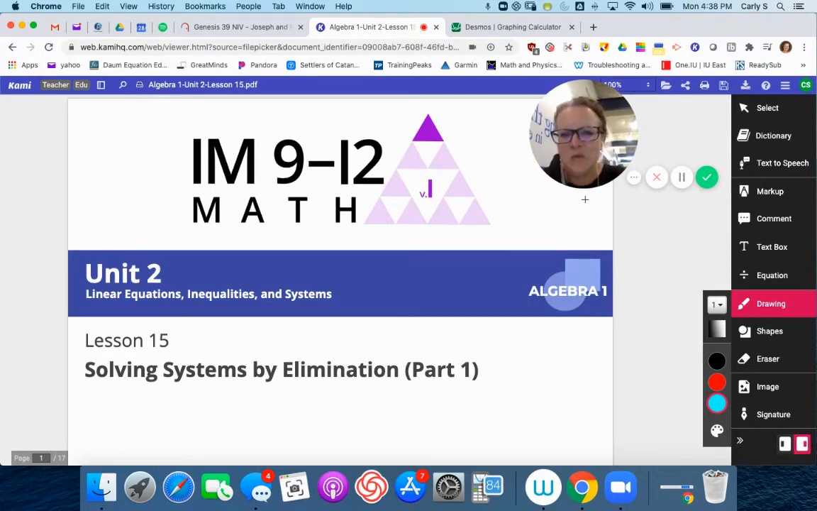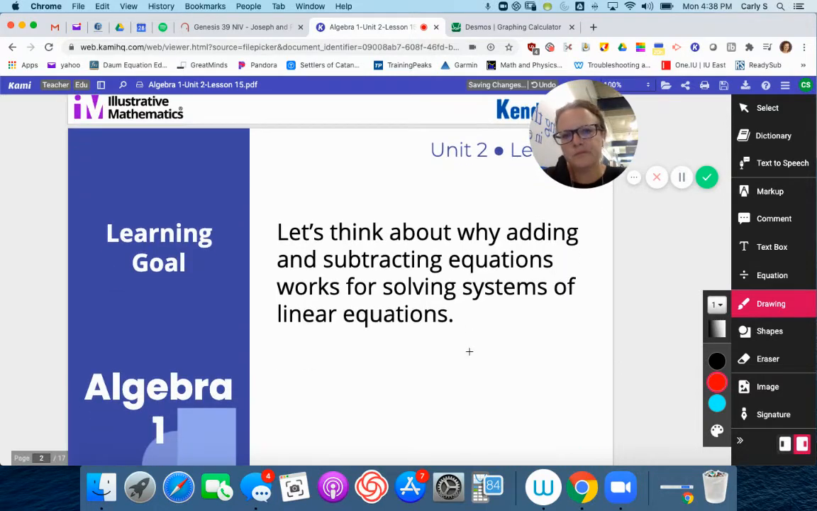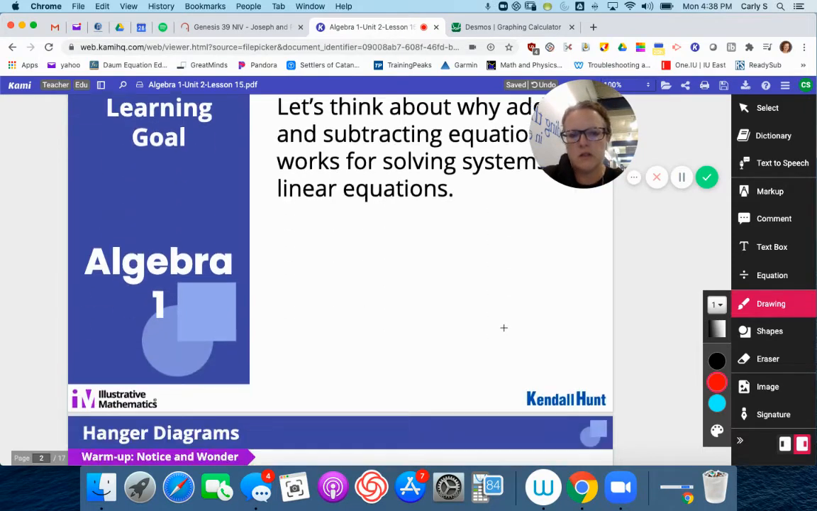All right. We are on solving systems of equations. And this is actually part 2. It's a very fluffy 2. Let's just jump on in. So let's think about why adding and subtracting equations works for solving systems of linear equations.